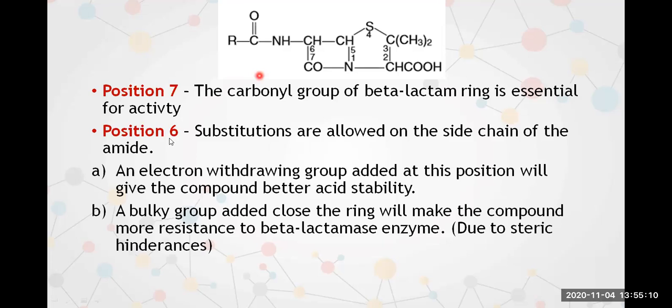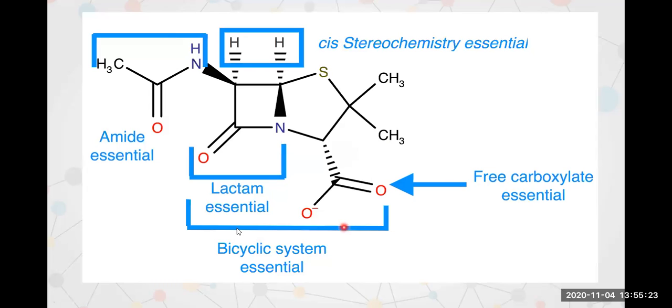Okay. So this is how position 6 can be varied, either with electron withdrawing or by the bulkier groups, to make the compound stable. So this is all about the SAR. You can also understand SAR based on this image.